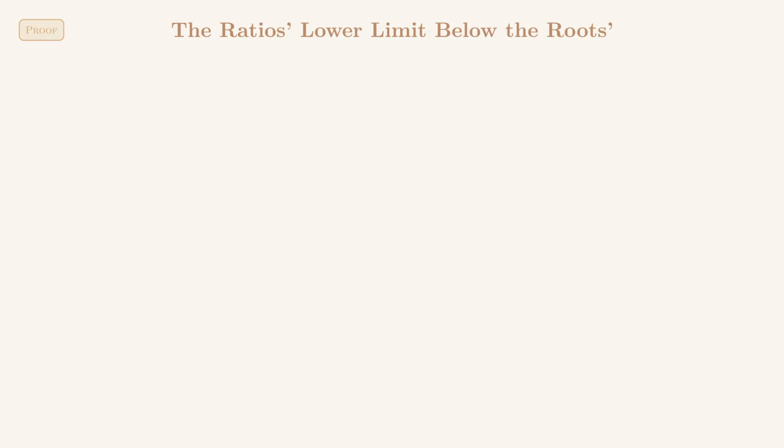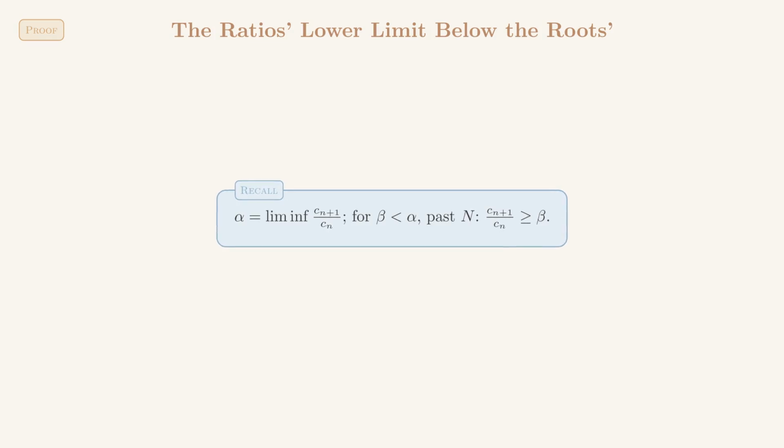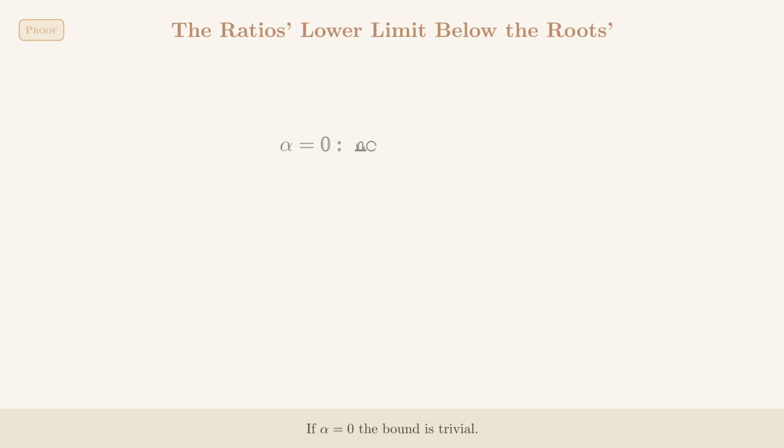Now the other half, the lower inequality. The argument mirrors the one we just gave, with the direction of every bound reversed. Let alpha now be the lower limit of the ratios. Recall that for any beta below alpha, past some index, every ratio is at least beta. If alpha is 0, there is nothing to prove, so take alpha positive and choose beta just below it.